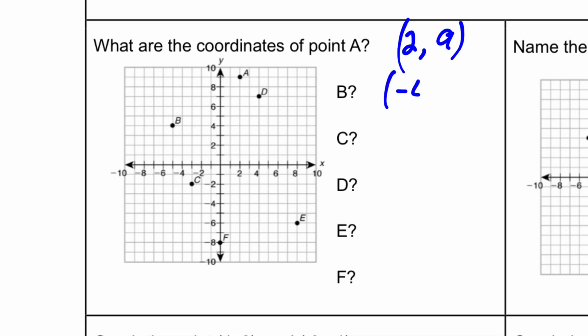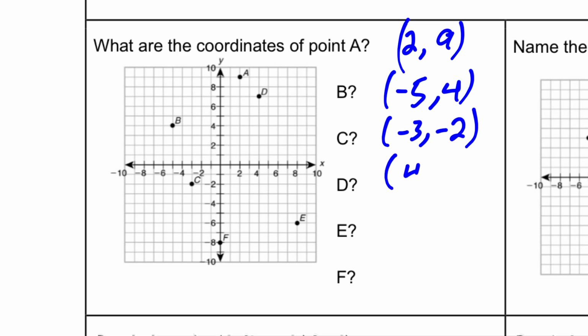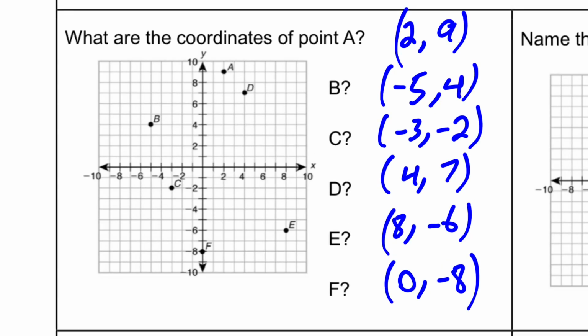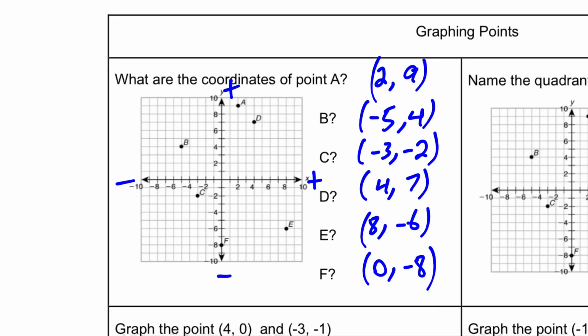For B, we're going 5 to the left and 4 up. C goes 3 to the left and 2 down. D goes 4 to the right and 7 up. E goes 8 to the right and 6 down. And F goes not to the left or right at all, and then down 8. So for x, we think of plus and minus, and for y, we think of plus and minus, and it always starts at the origin. These coordinates are listed as x, comma, y.